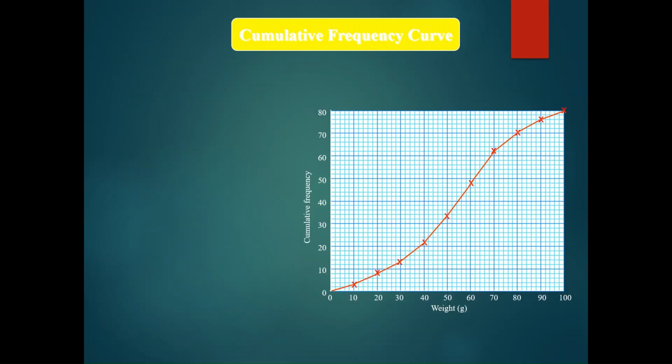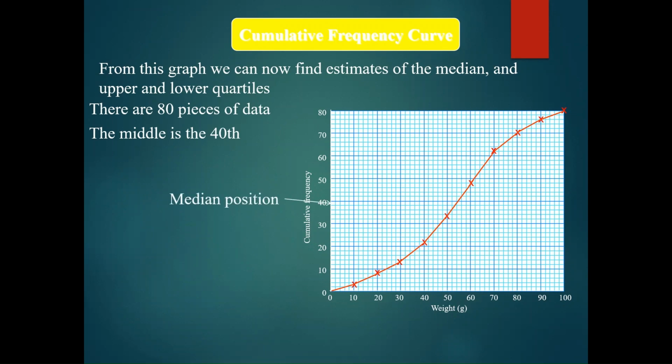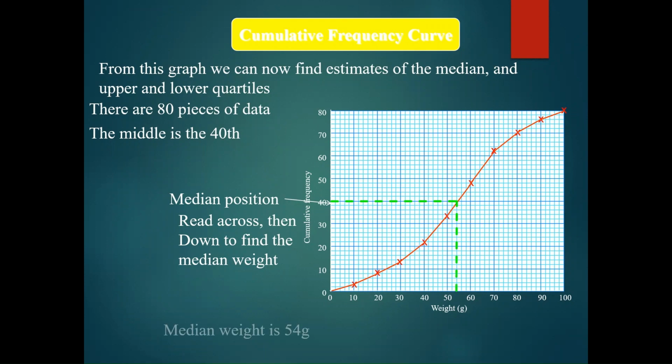Alright, now that we have constructed the cumulative frequency curve, it is time to interpret it, basically understanding what the graph is telling us. From this graph, we can find estimates of the median, upper and lower quartiles. There are 80 pieces of data, and the middle one is 40, since half of 80 is 40. So we just have to read across, then down to find the median weight. We draw a dotted line until it touches the curve, and then draw it all the way down. As you can see in this graph, the median weight is 54 grams.